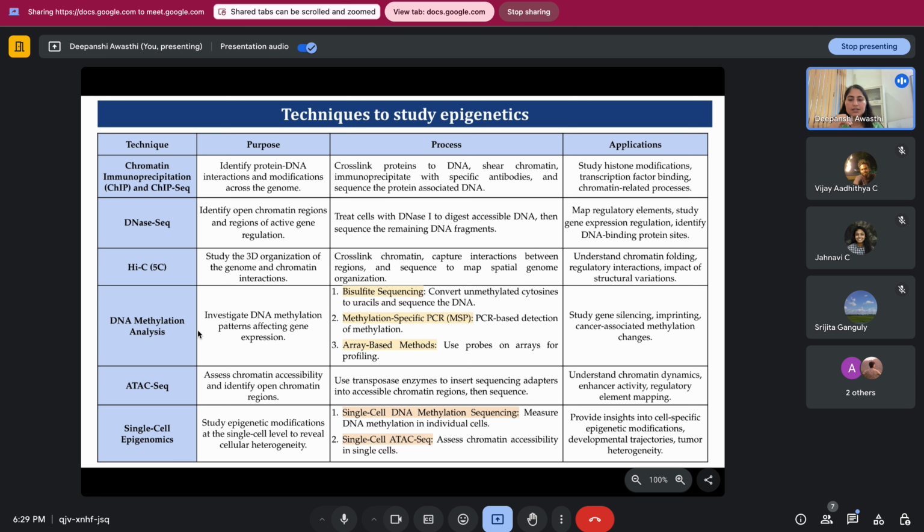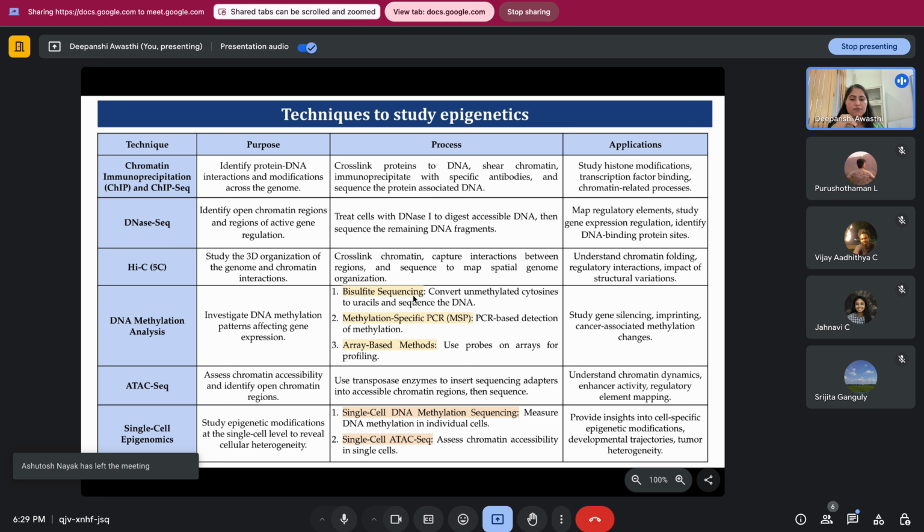Then comes DNA methylation analysis, in which you identify where the methylation is happening. So investigate DNA methylation patterns, and there are multiple techniques to study this DNA methylation, but a few of them I have mentioned. First one is bisulfite sequencing. So what is done in this kind of sequencing is that, as we know, in the DNA only the cytosines are the nitrogenous bases which get methylated.